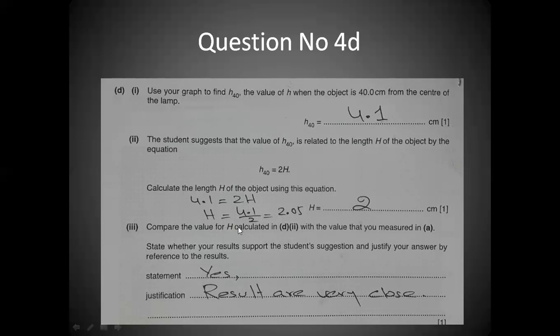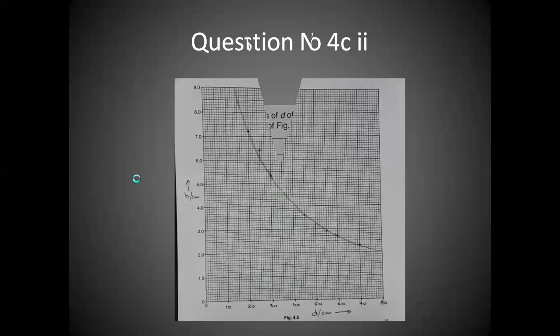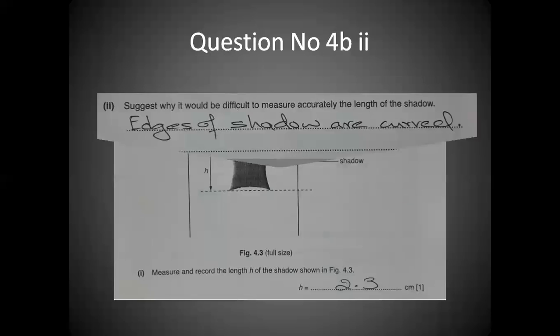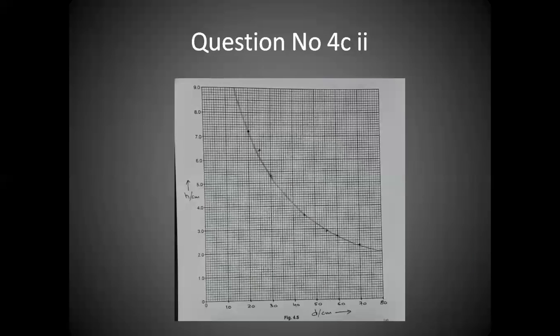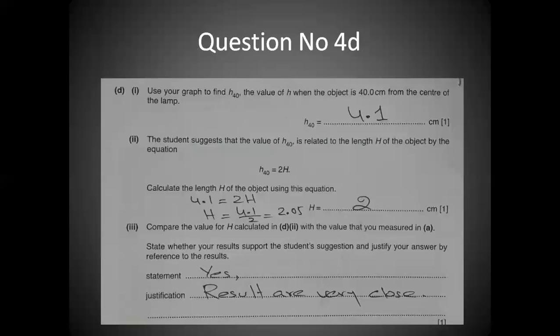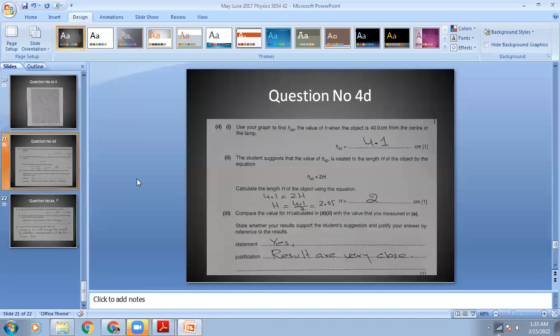Compare the value for H calculated in the second part with the value that you measured in the A part. So state whether your results support the student's suggestion and justify your answer with reference to the results. So it's 2, that value was also 2. Okay. So it means the values agree with each other. So it means that yes, and the results are very, very close.